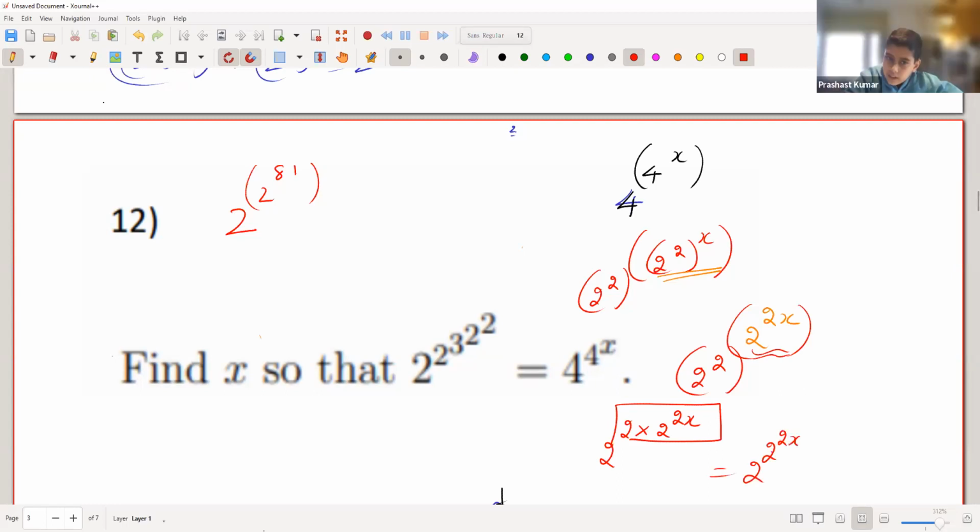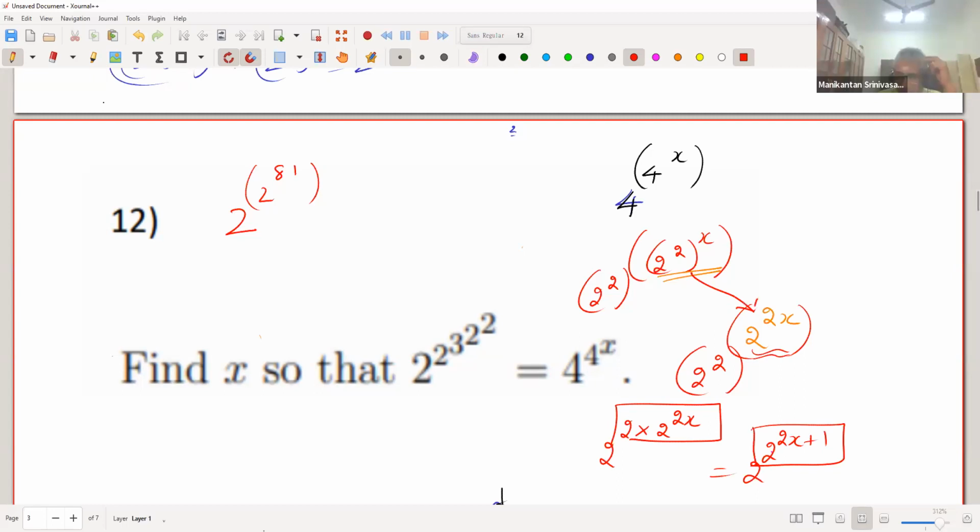Can you repeat that again? Like how you got 2 into 2 to the power 2x? Yes. This guy came here, this is the power. The 4 power x was the same as 2 power 2x. The bottom 2 power 2 just remained as this 2 power 2 here. Correct?